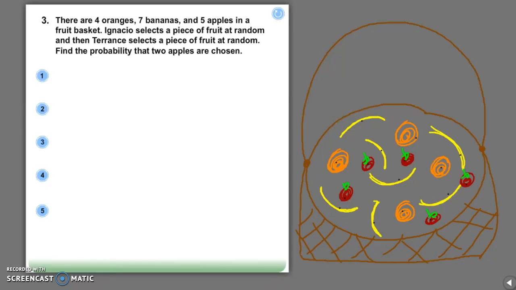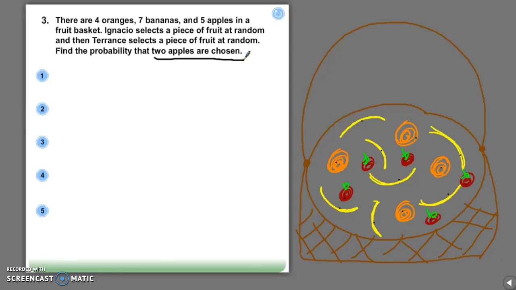So there are 4 oranges, 7 bananas, and 5 apples in a fruit basket. Ignacio selects a piece of fruit at random, and then Terrence selects a piece of fruit at random. We need to find the probability that 2 apples are chosen. The reason why this is a dependent event is because it depends.